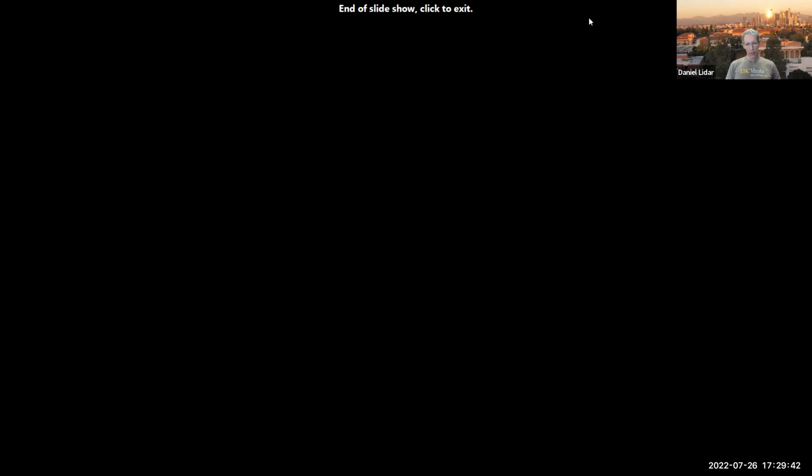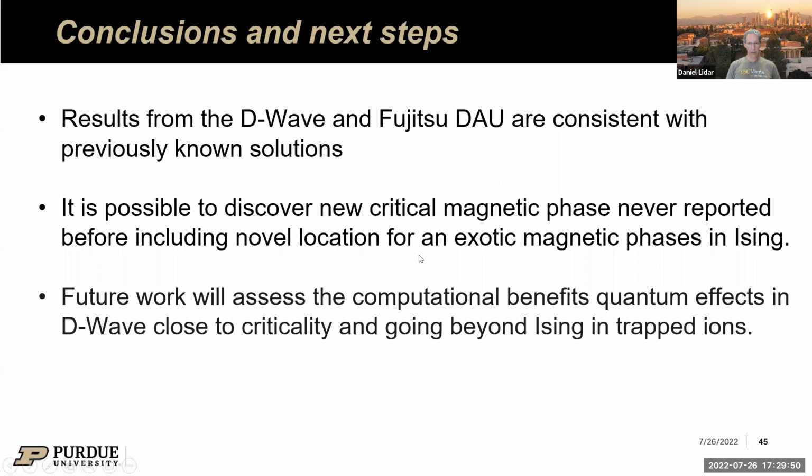This relates to perhaps the last point you made on your last slide. In this particular case, the model you said is analytically solvable. And so that begs the question, what did we gain by simulating it on D-Wave and Fujitsu and so on? Are there new insights to be had that were not accessible otherwise?